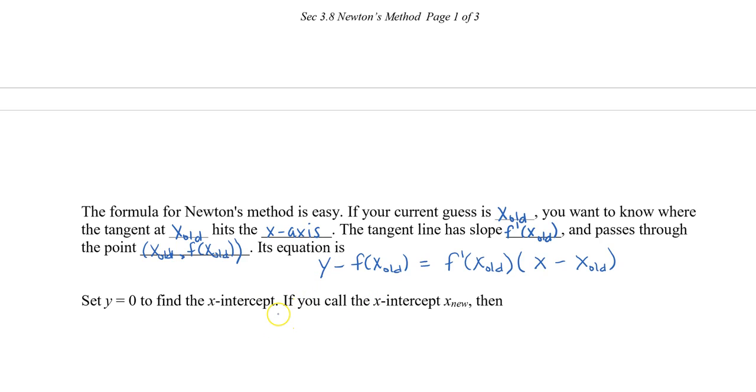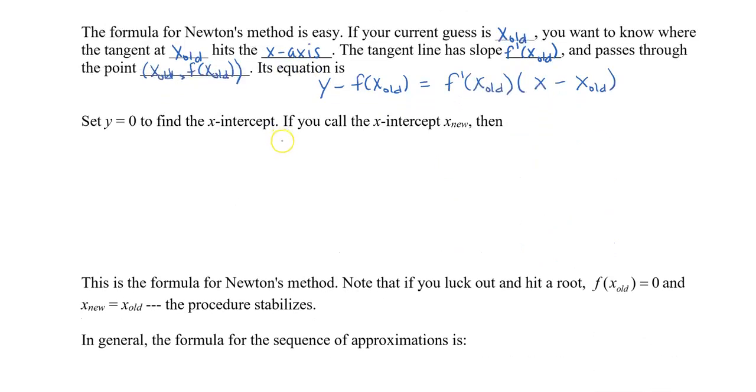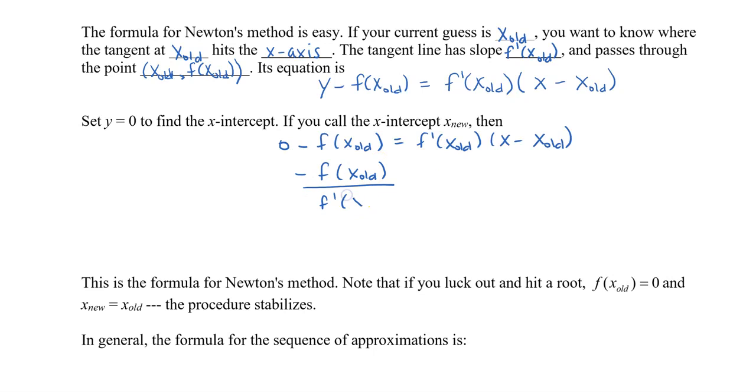So we now have, let me scroll this up, 0 minus f of x old value equals f prime of x old value times x minus x old value. Okay, so I'm going to divide by f prime of the old value. So I get x minus x old value.